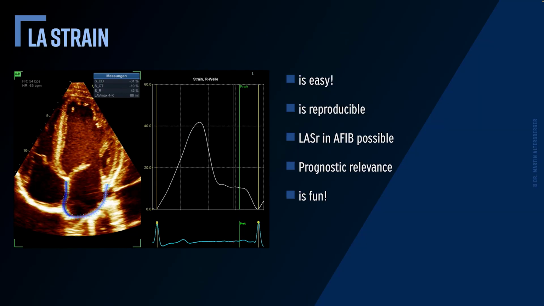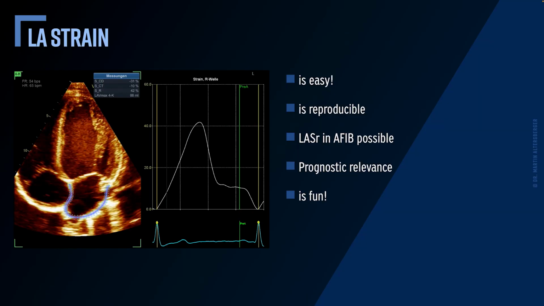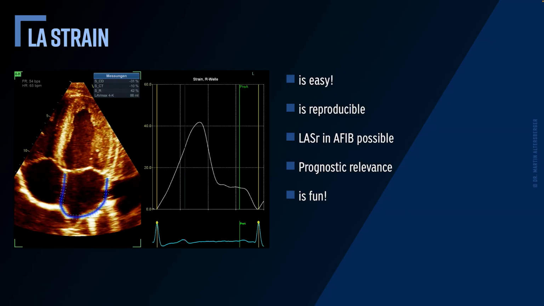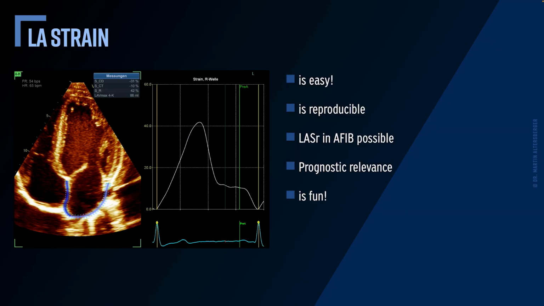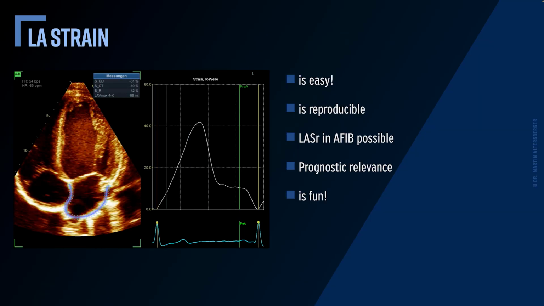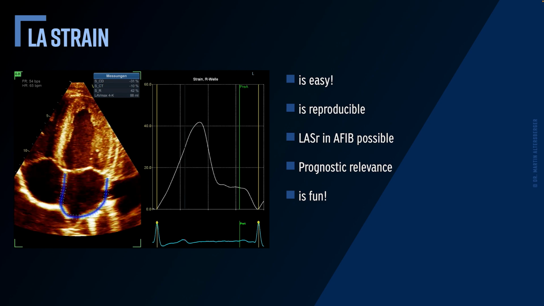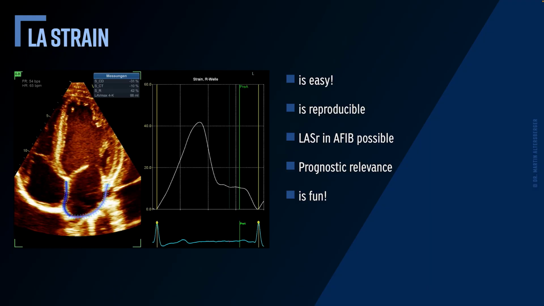In sport individuals, the contraction strain, as I said, can be a little bit lower because the ventricle already sucks all the blood in, and for left atrial contraction there is not so much blood left to actually be responsible for the filling of the ventricle. Also keep that in mind for the high E to the small a ratio. The contraction strain is therefore lower. The conduit strain is also normal, so it is easy, it is reproducible.